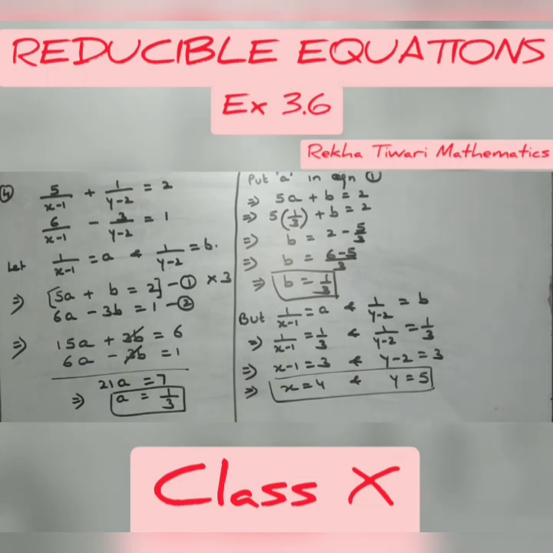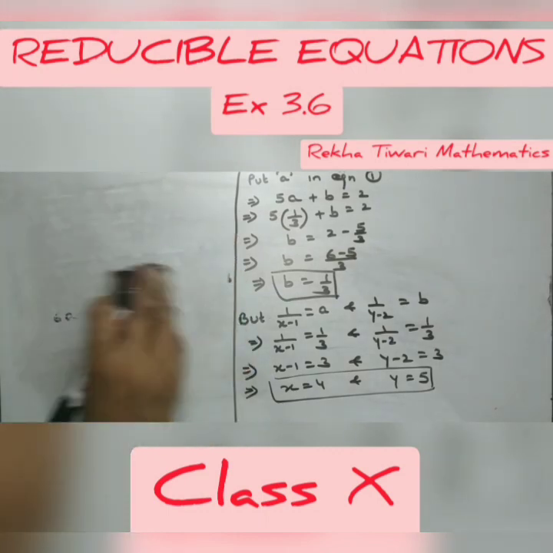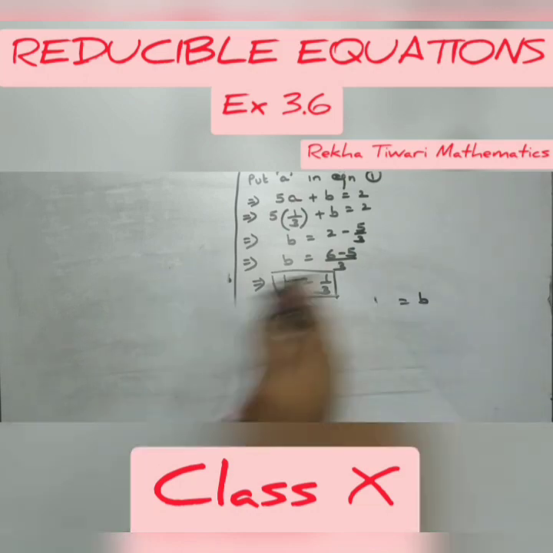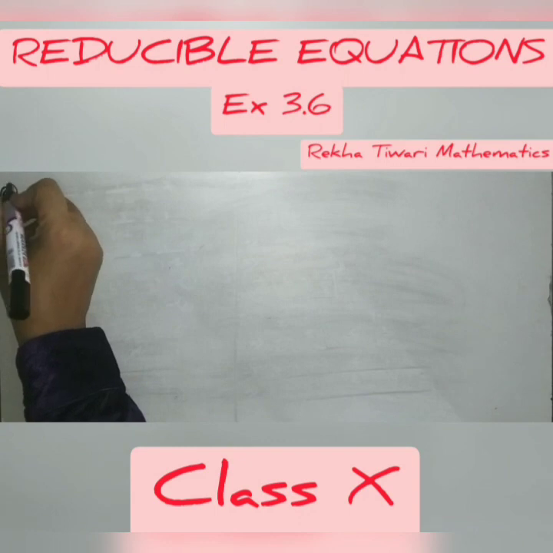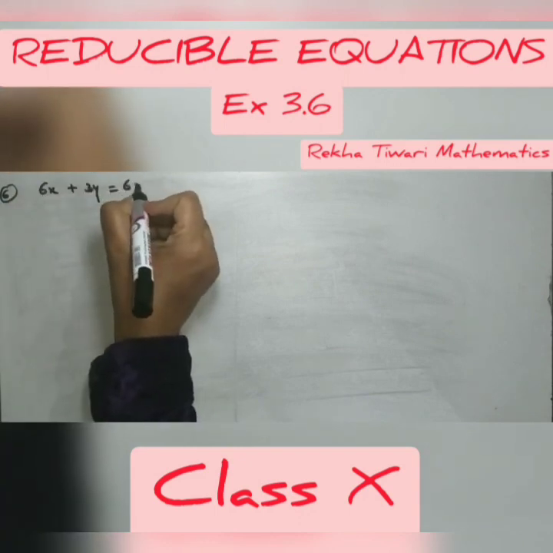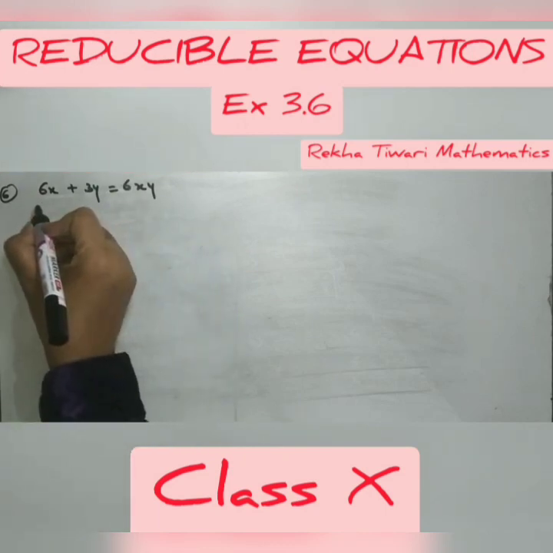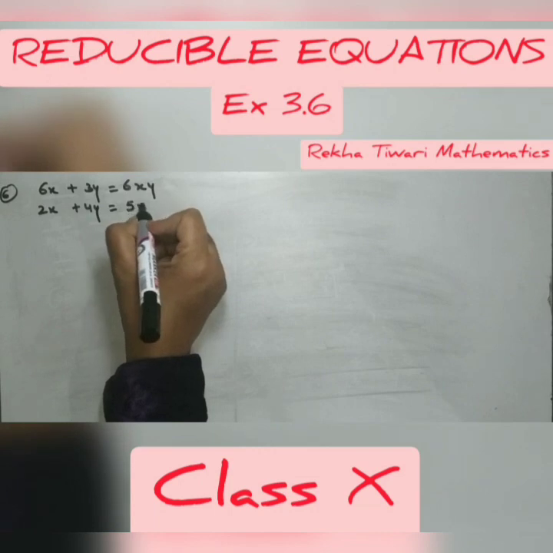Proceed to sixth part. Fifth and sixth are same. So I am going to solve sixth part. Sixth part is 6x plus 3y equal to 6xy and 2x plus 4y is equal to 5xy.